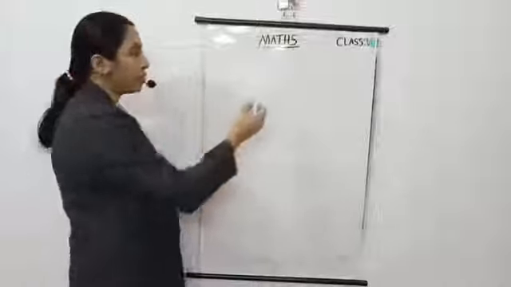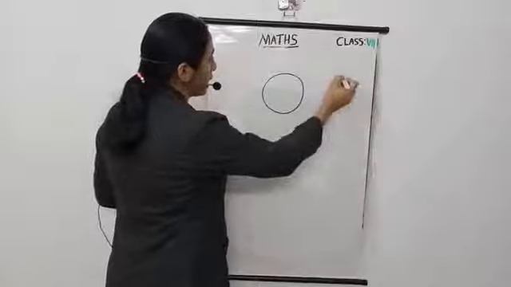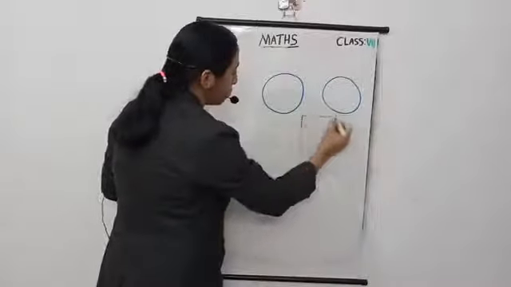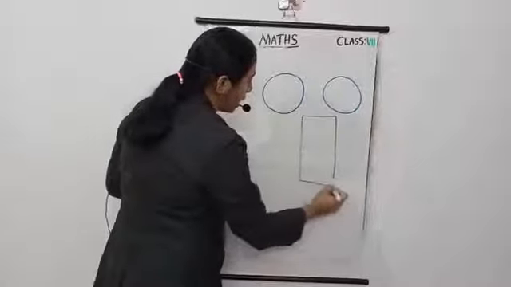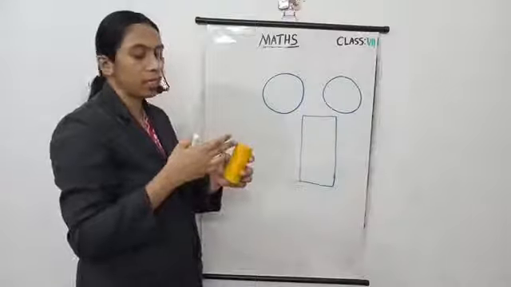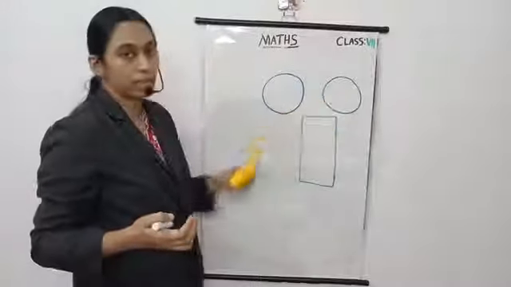Now net of a cylinder. Net of a cylinder contains 2 circles and 1 rectangle. Okay, net of a cylinder, 1 rectangle and 2 circles. Circle here, and we cut this and open, we get 1 rectangle and 2 circles.